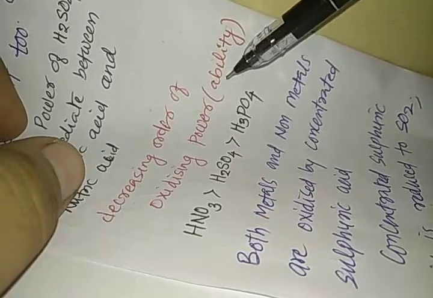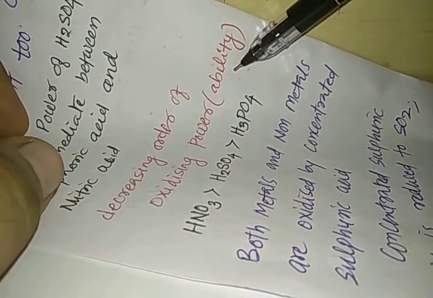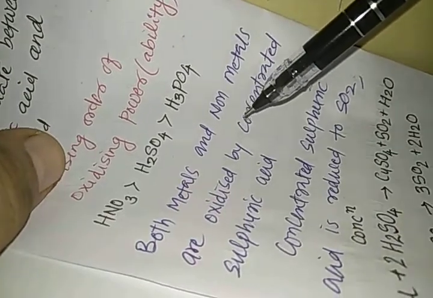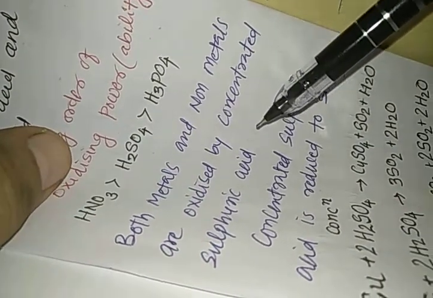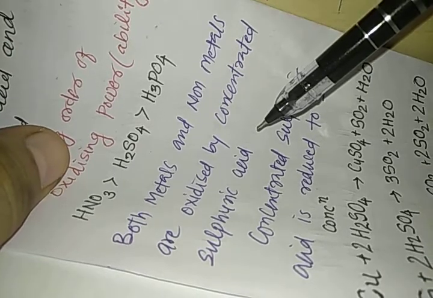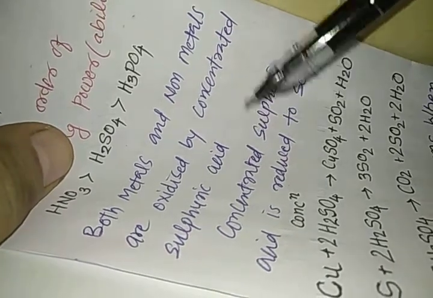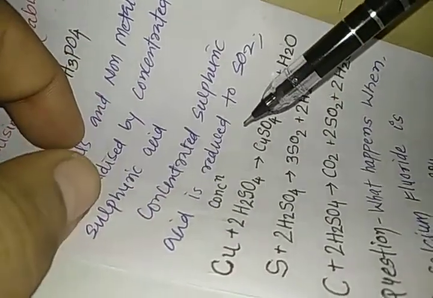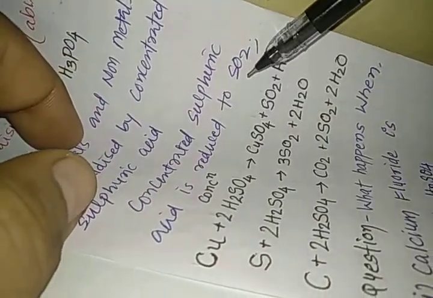The decreasing order of oxidizing power can be written like this. Both metals and non-metals are oxidized by concentrated sulfuric acid. Please remember that metals and non-metals can be easily oxidized by concentrated sulfuric acid. Concentrated sulfuric acid is reduced to sulfur dioxide.